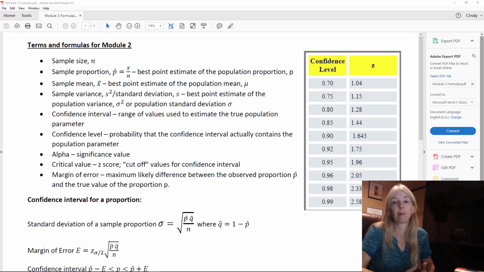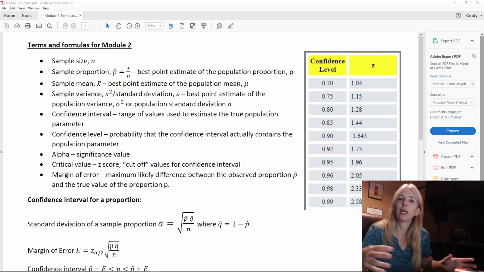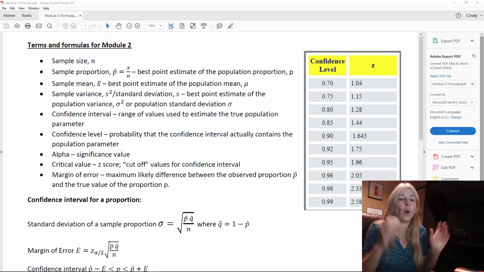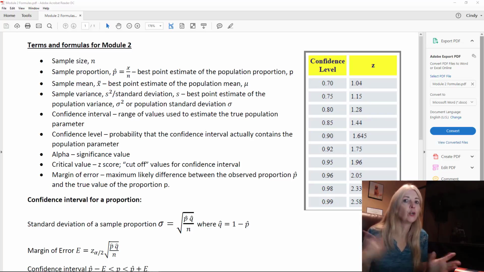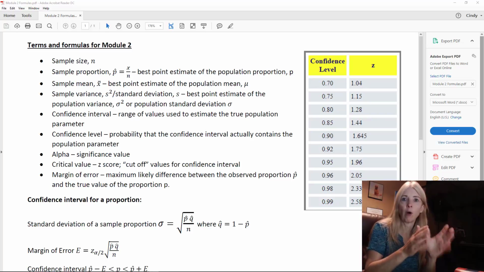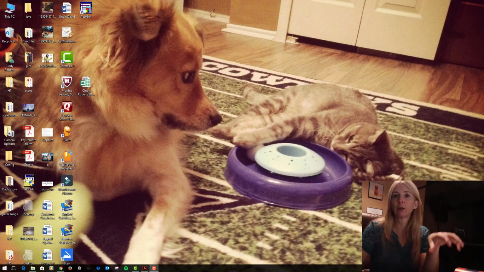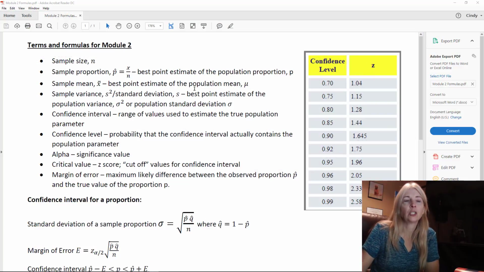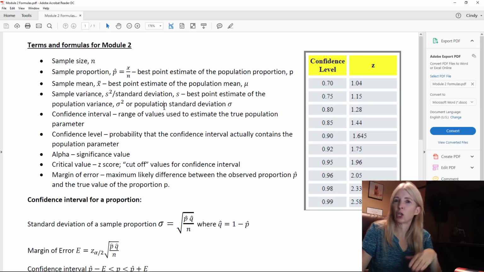All right, so what's a population parameter? Population proportion, population mean, population variance, population standard deviation. And so what we're going to do is put intervals around where we would expect, if we took samples over and over and over again, our population parameter to fall within that interval. So you're going to see that I posted a sheet here that kind of overviews the terminology.